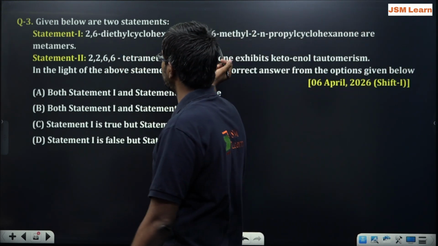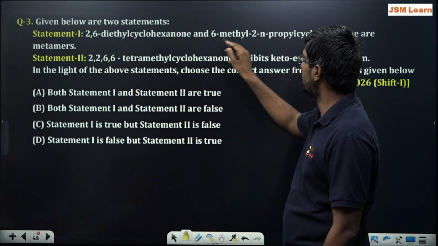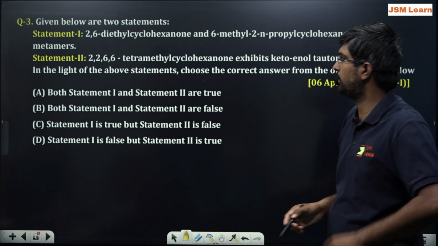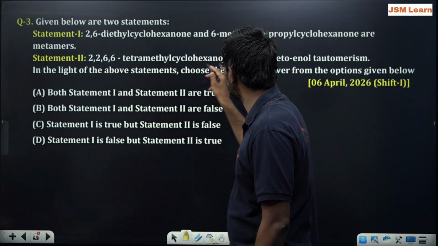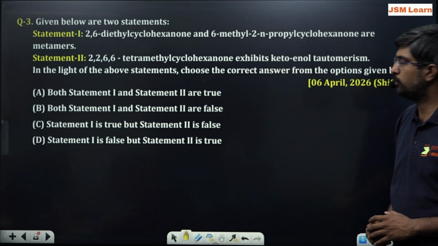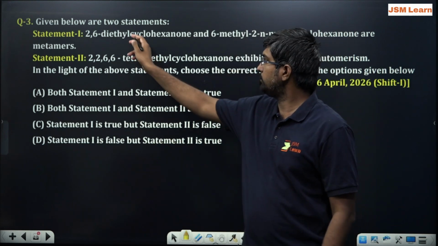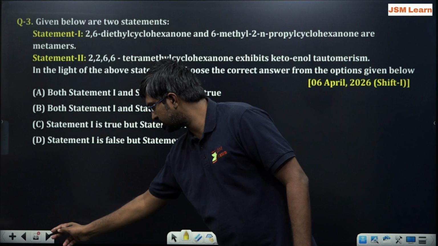Given below are 2 statements. Statement 1, 2,6 diethyl cyclohexanone and 6-methyl 2-N-propyl cyclohexanone are metamers. Statement 2, 2,2,6,6 tetramethyl cyclohexanone exhibits keto-enol tautomerism. So we have to choose the correct statement. See here also the names were given, so we have to write the structures. So let us see the structures.